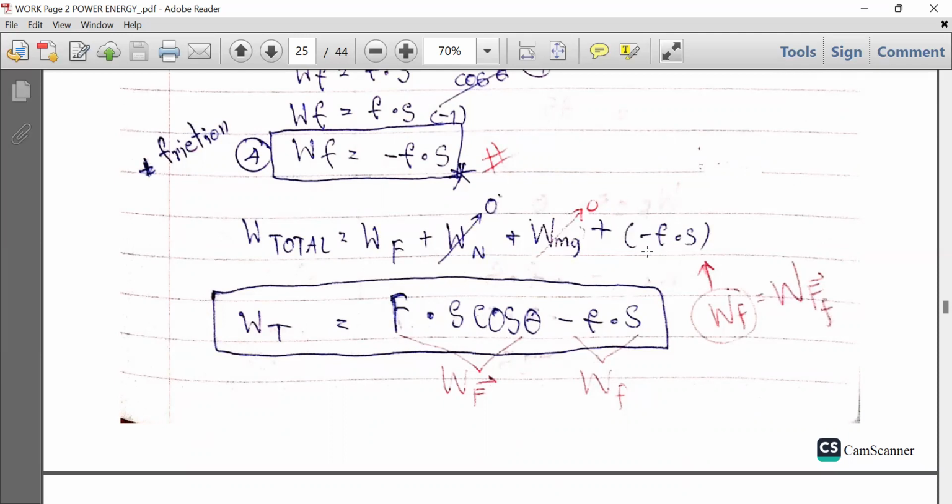by the force of friction. Now combine that, you have F S cosine of theta minus the frictional force times displacement. So this is the total work done. This is the formula if you have, like, 4 forces acting on an object.